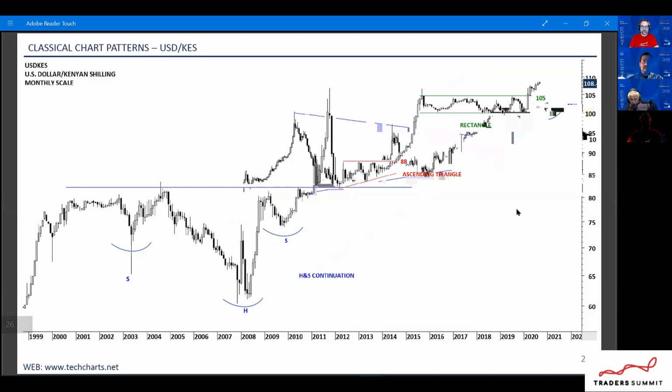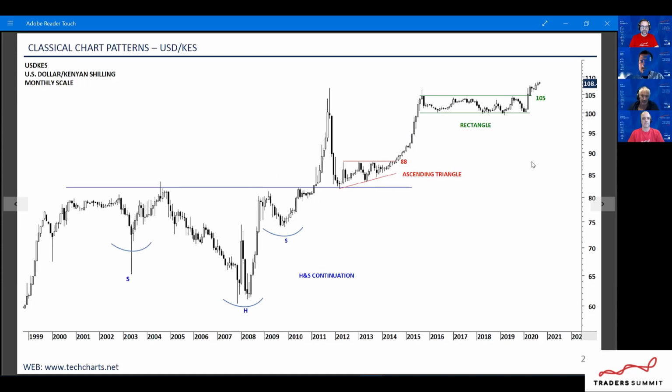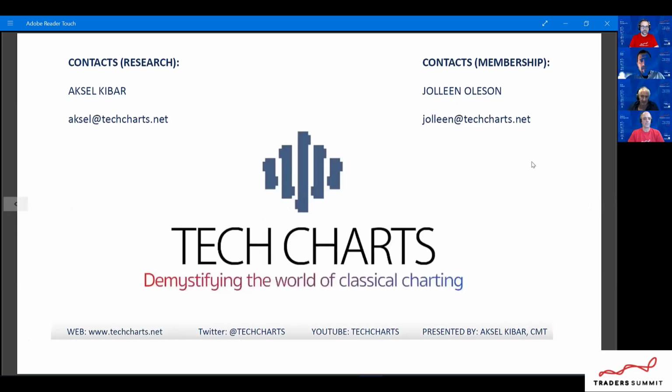Now, guess what? We can also apply it on frontier market currencies. This is dollar Kenyan shilling. Classical chart patterns appear also on those price charts. The left shoulder, head, right shoulder, strong breakout, pullback, ascending triangle here, and now the rectangle is breaking out on the upside. So African funds should be careful with holding assets in Kenyan shilling stocks.